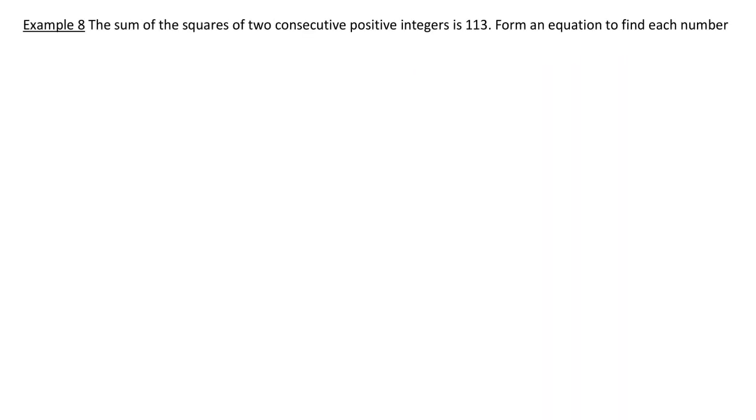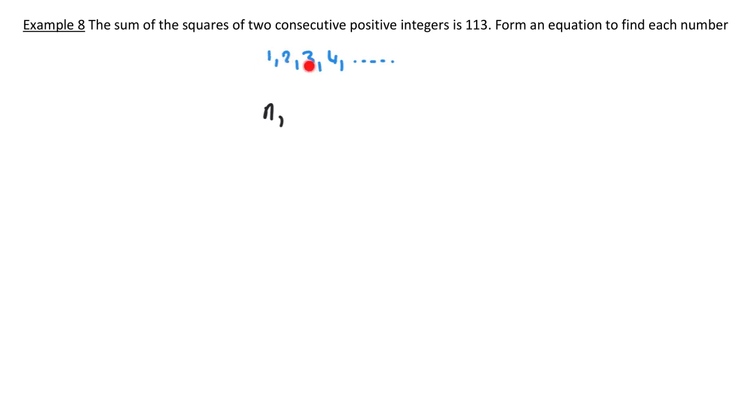And example 8, the sum of the squares of two consecutive positive integers is 113. Now, if we think about our positive integers, we've got 1, 2, 3, 4, and so on. And we're not sure which integer we have, so let's call it n. And then the one after that, if we think about it in terms of the numbers here, to get from one term to the next, we add 1.